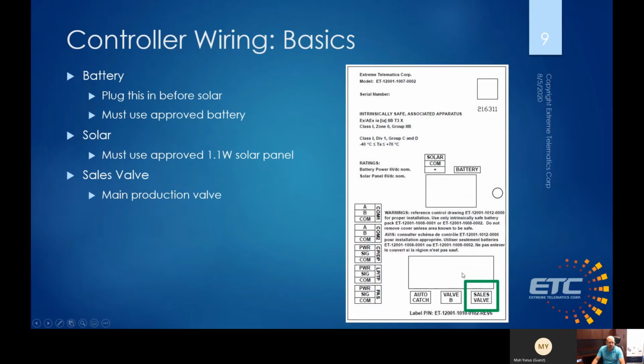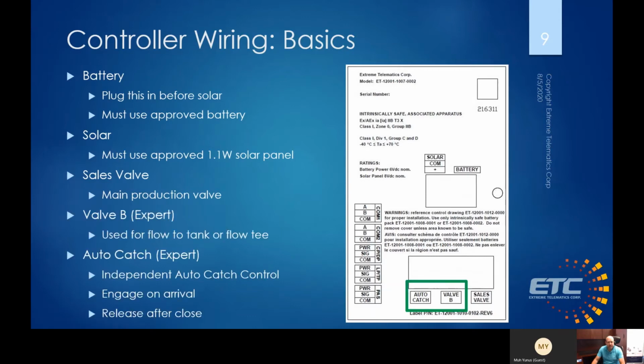You can't see them on the label here, but they're keyed plugs that you can plug in. Every controller comes with a sales valve. This is the main production valve where you can close in the well or open to flow or sell gas. And then we've got 2 more valves on the expert level model, a valve B, which you can use to float a tank. You can use it for gas injection. You can use it as a flow tee. There's a number of different options, and we'll go through those later.